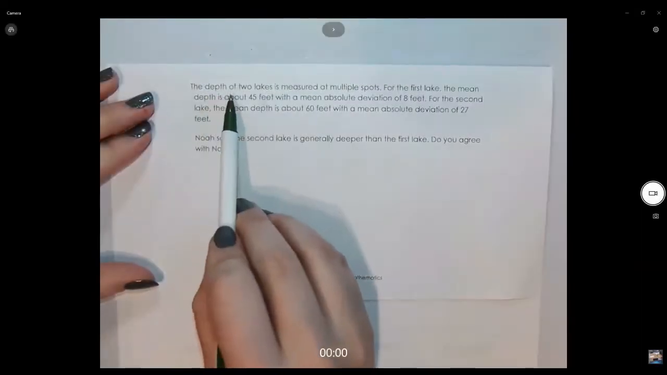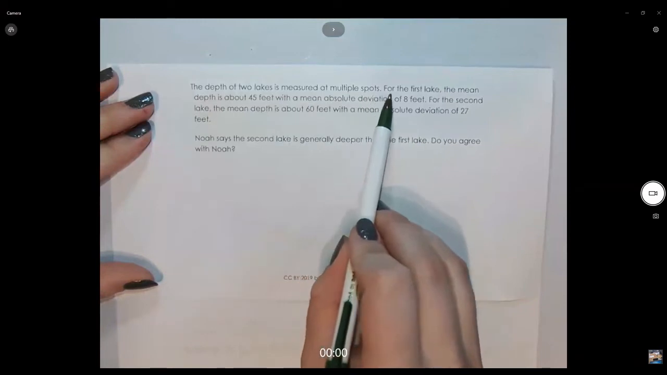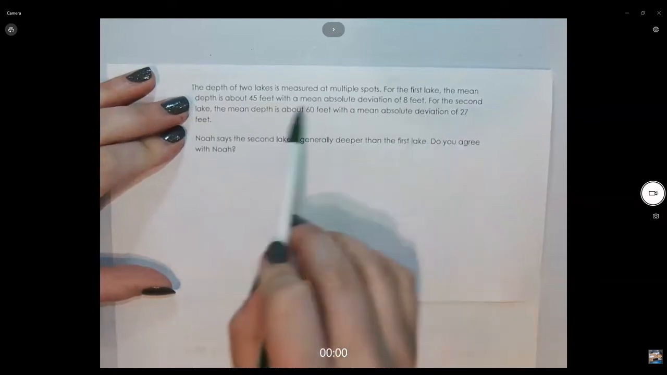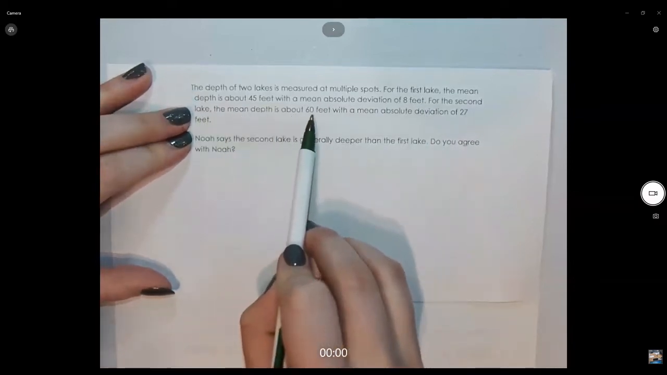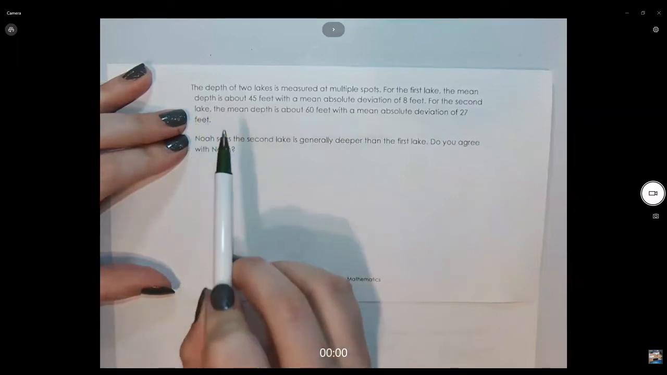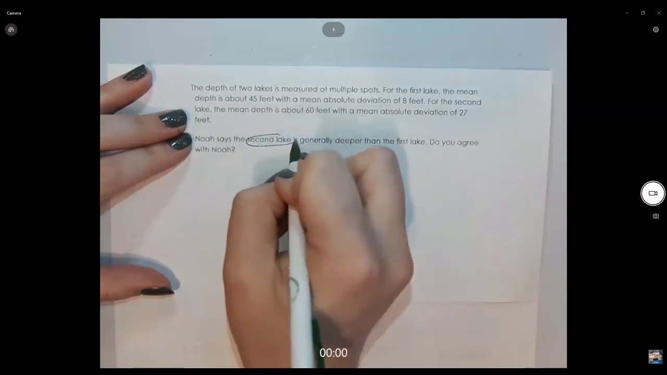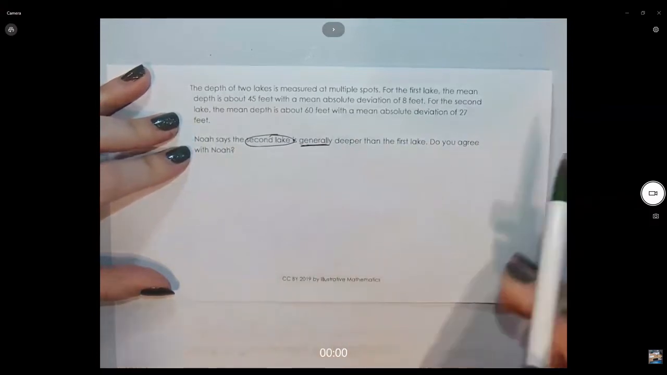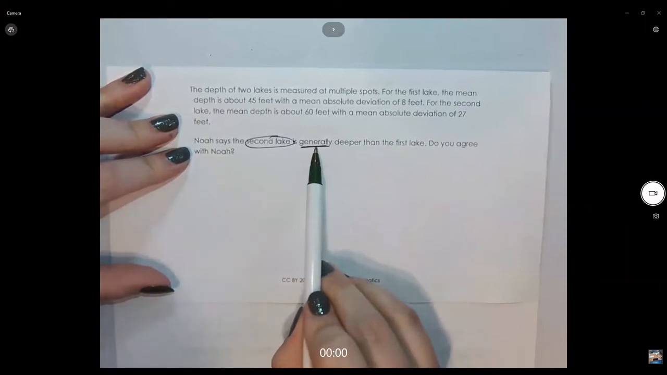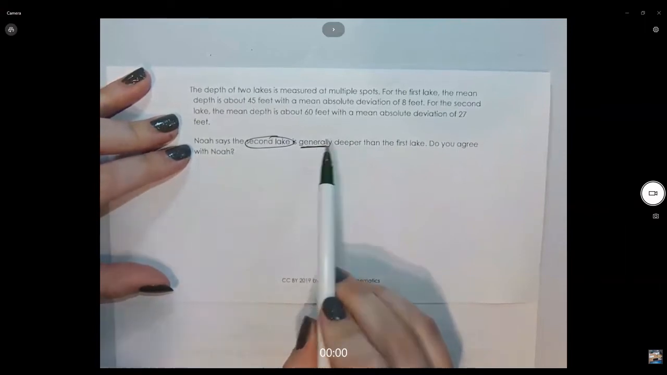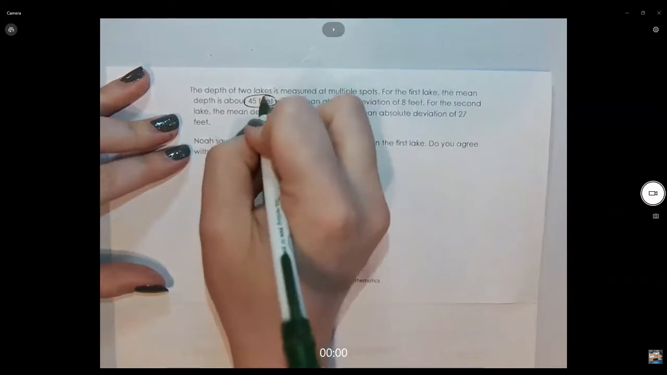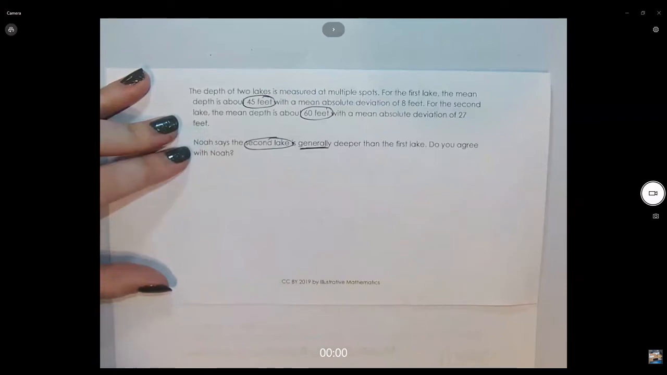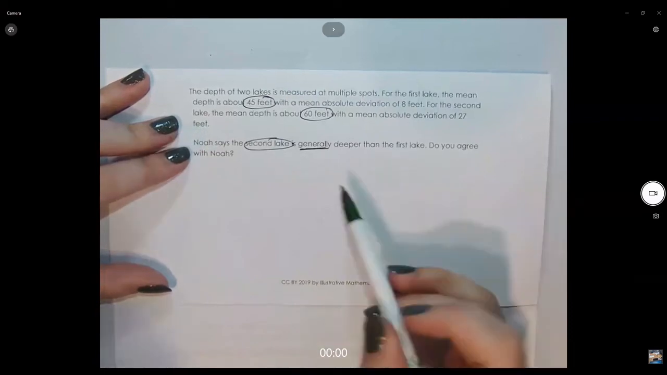Next example says, the depth of 2 lakes is measured at multiple spots. For the first lake, the mean depth is 45 feet with a mean absolute deviation of 8 feet. For the second lake, the mean depth is about 60 feet with a mean absolute deviation of 27 feet. Noah says the second lake is generally deeper than the first lake. Do you agree with Noah? Generally is going to mean the average. So I want to focus on those averages. The first lake has an average of 45, and the second lake has an average of 60. So I agree with Noah that the average of the second lake is larger than the average of the first lake.